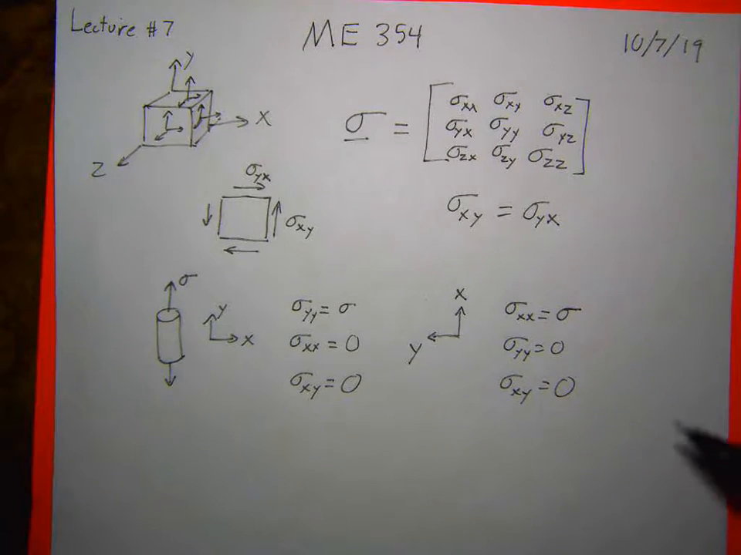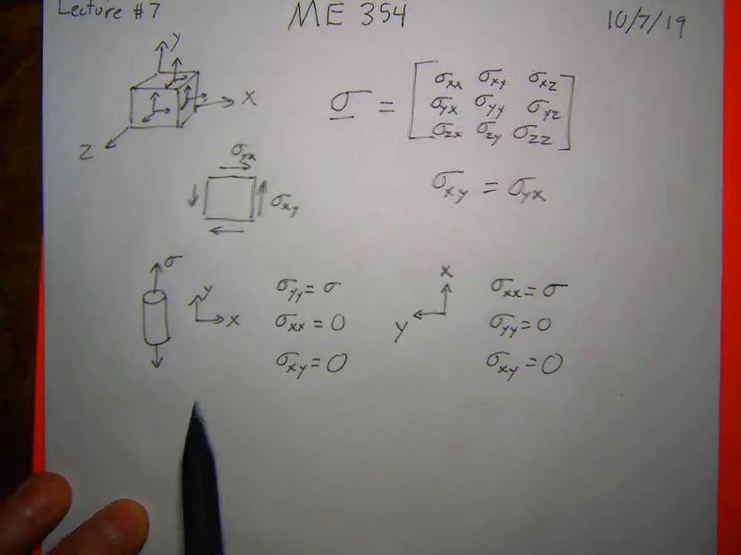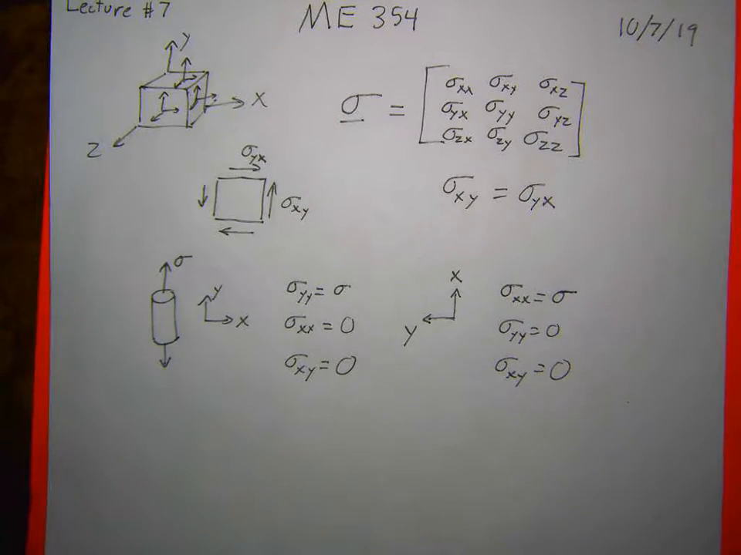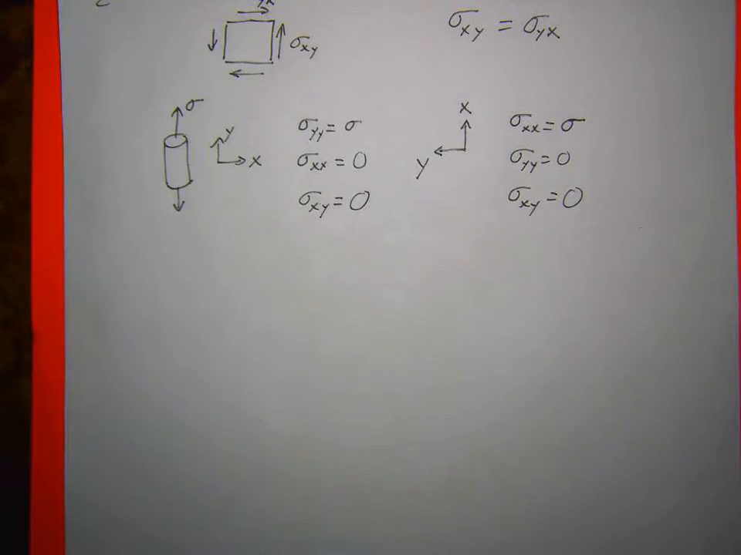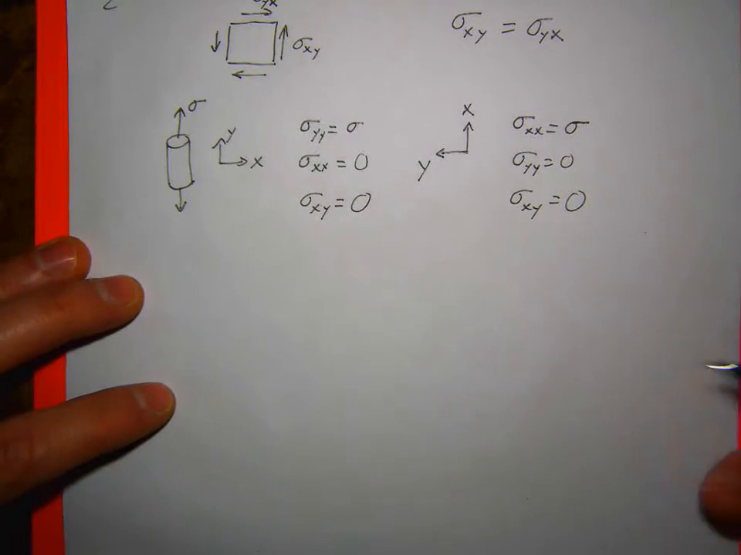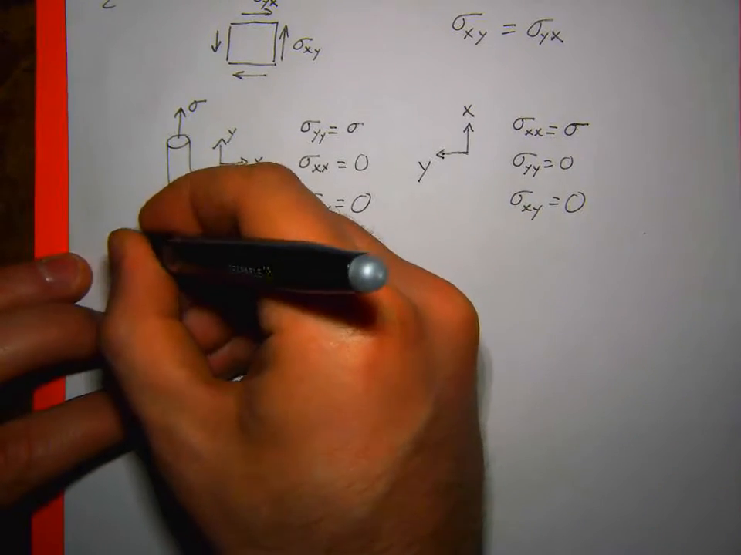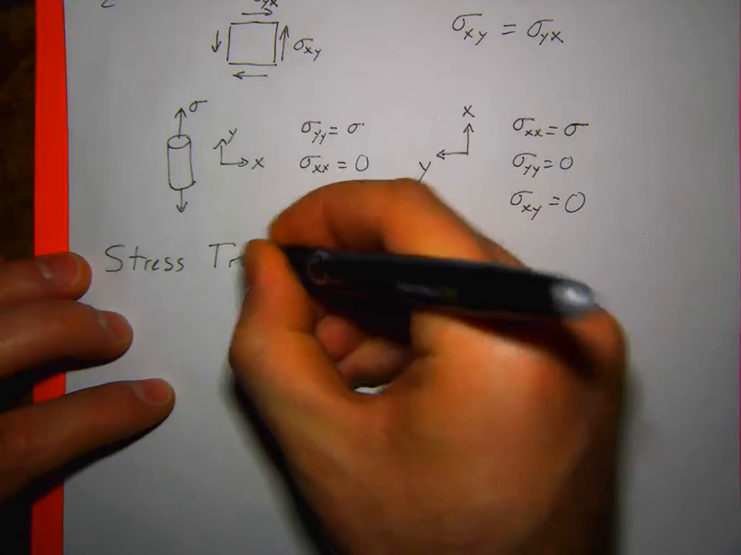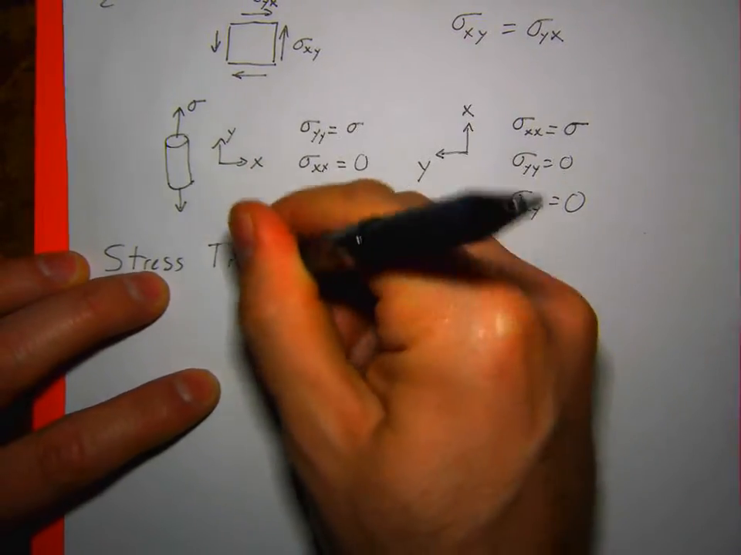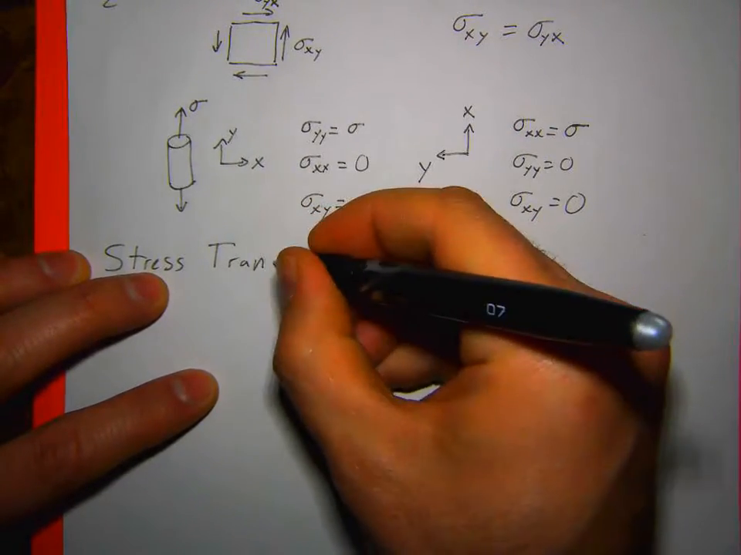So how do I come up with a general framework for changing this coordinate system and looking at this stress differently in different directions in a body? So this is what we'll call stress transformations.